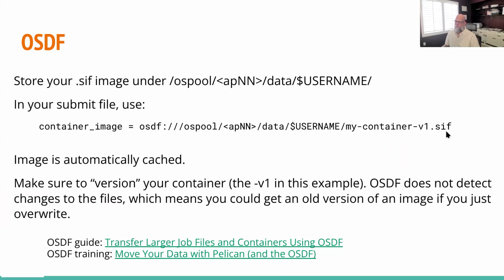If you do not do this, if you just named it the same container, my container.cif every time, you could have jobs start up, and depending on what cache they were using, they could get the old version or the new version of the image. So it's really important to keep this unique and update it every time you make a change to the container. So let's do that. Let's move our container into our right location.